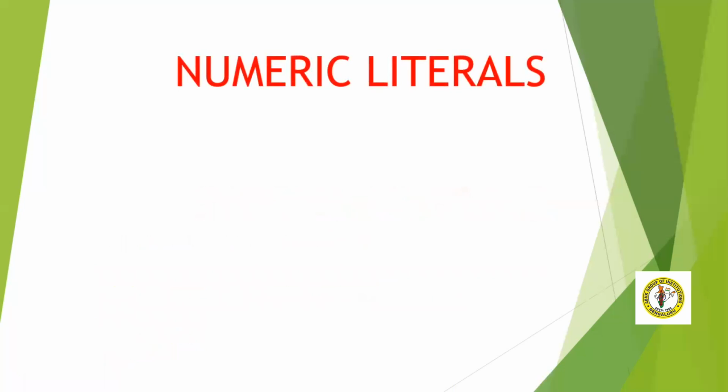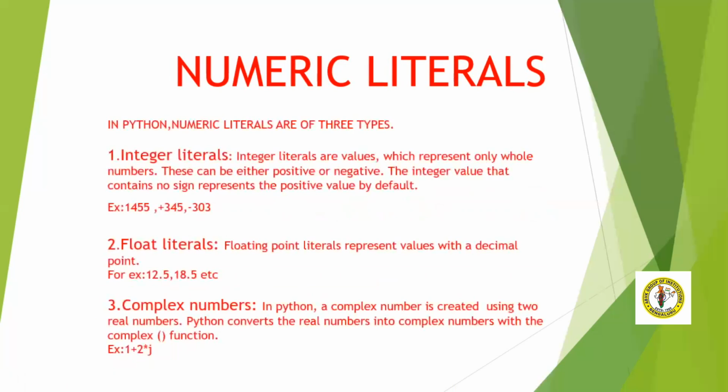Next, numeric literals. Numeric literals in Python are divided again into 3 types. They are integer literals, float literals and complex numbers. Integer literals are values which represent only whole numbers, meaning without any decimal points. These can be either positive or negative. If we are not giving any sign, it means it is a positive integer. For example, 1455 is a positive integer. If I give plus 345 also, it is correct. It is a positive integer. Minus 303 is a negative integer.